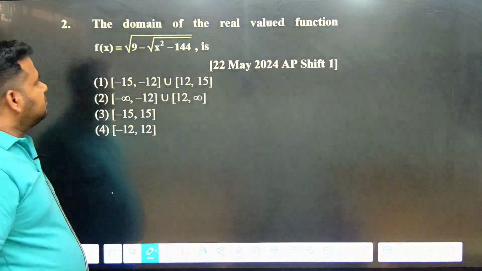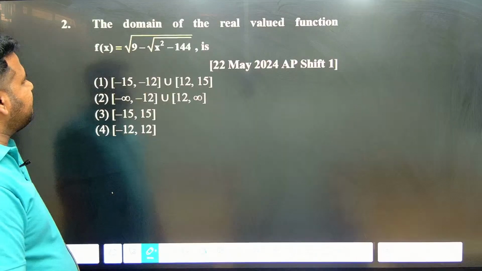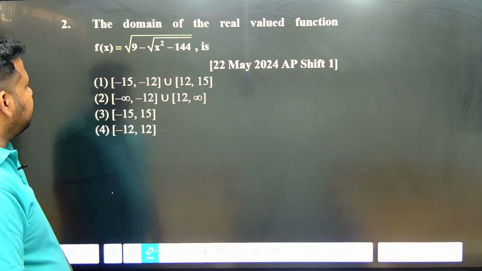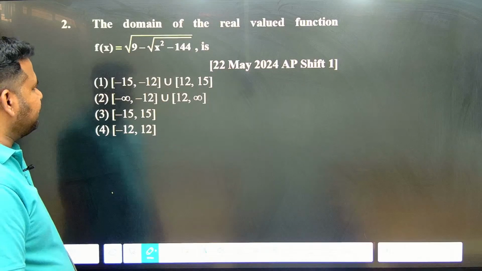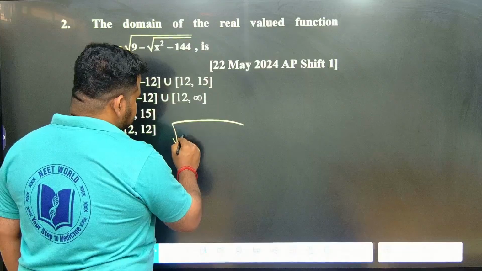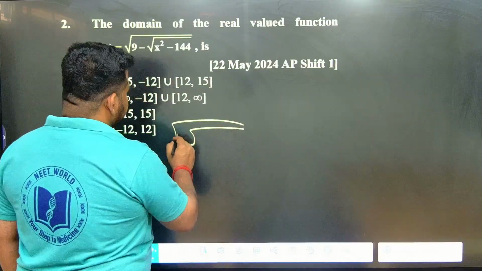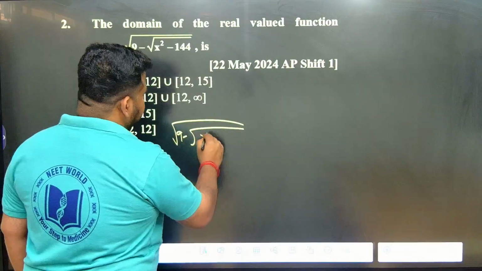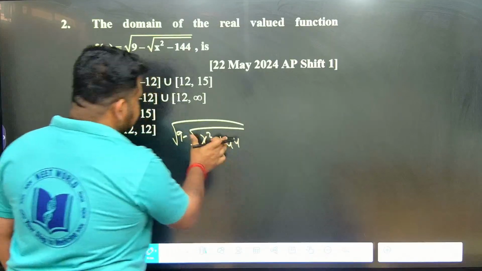Let us see the utility of finding the domain. They are asking directly the domain of the real valued function, square root of 9 minus square root of x square minus 144. Here we are having a double square root: 9 minus square root of x square minus 144.